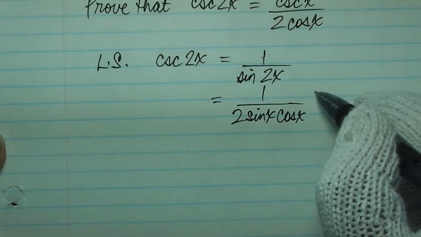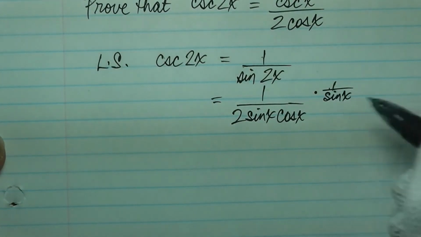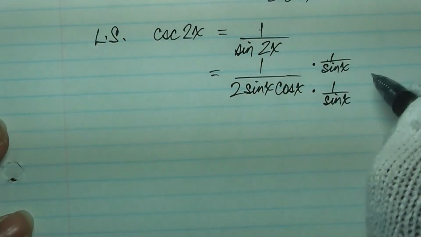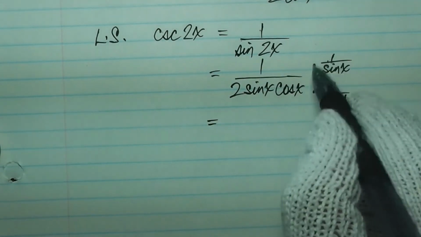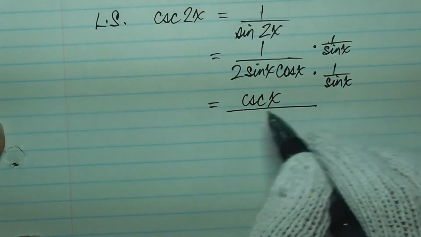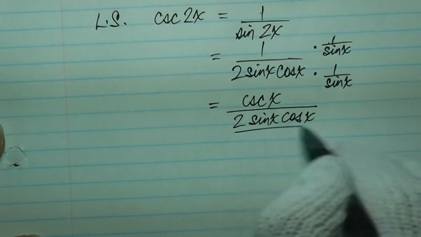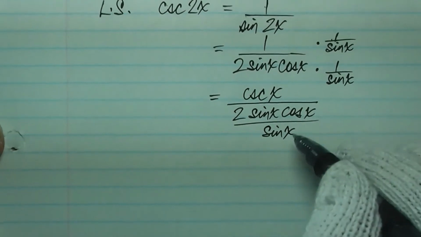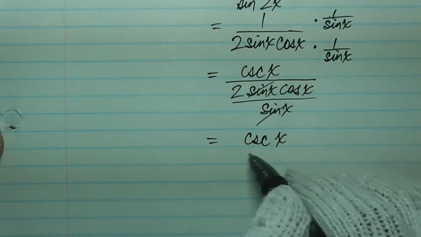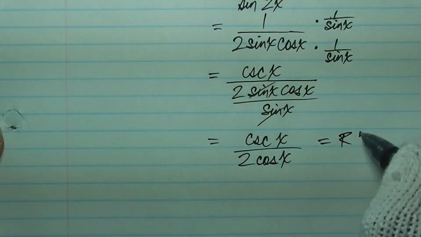I'm going to multiply the top by 1 over sine x. I'm going to multiply the bottom by 1 over sine x. So that's going to give me 1 times 1 over sine x. Well, 1 over sine x is just cosecant x. On the bottom, I've got 2 sine x cosine x over sine x. So these two will cancel, which leaves me with cosecant x over 2 cosine x, which is the right side.